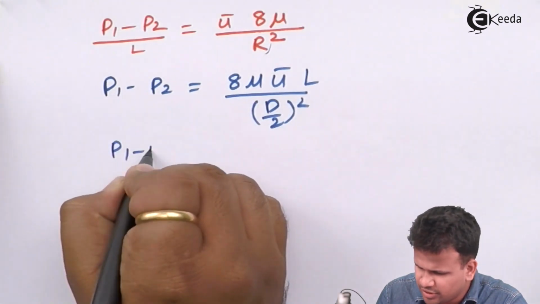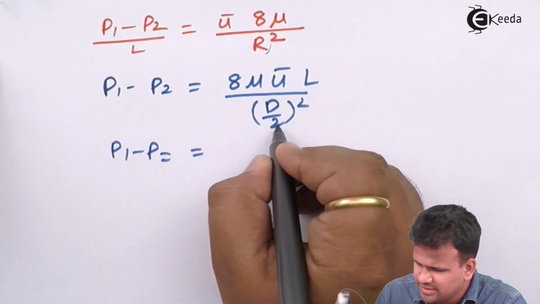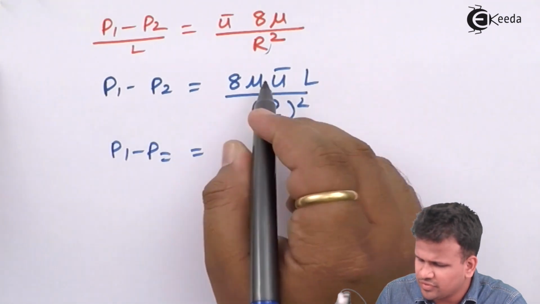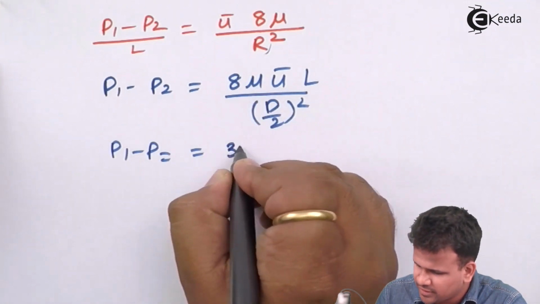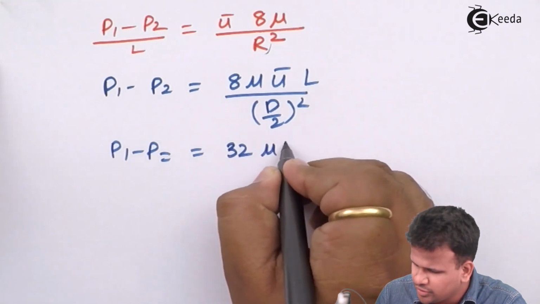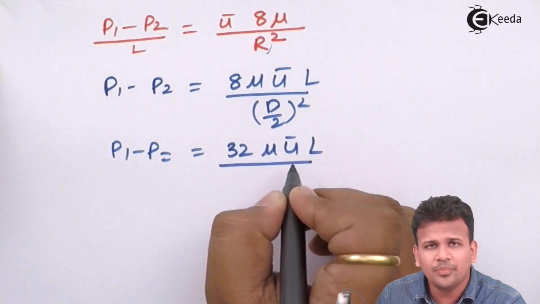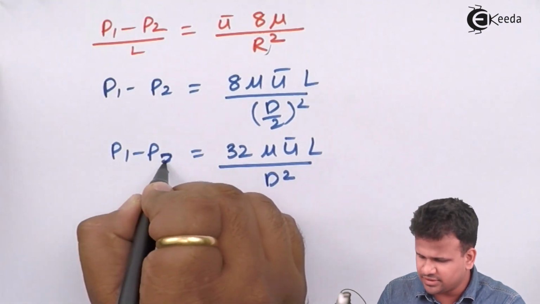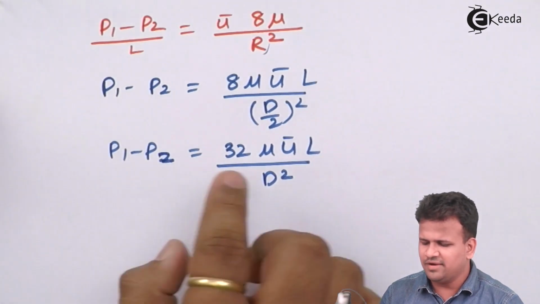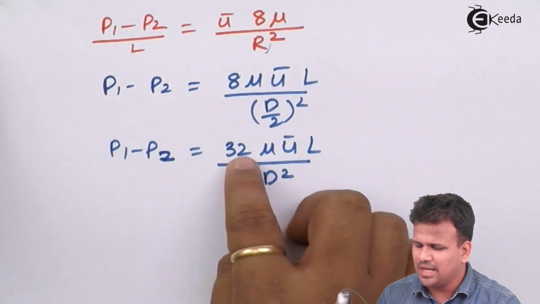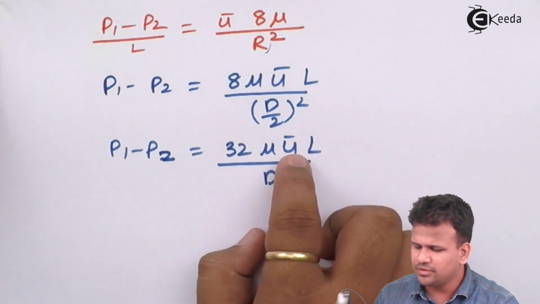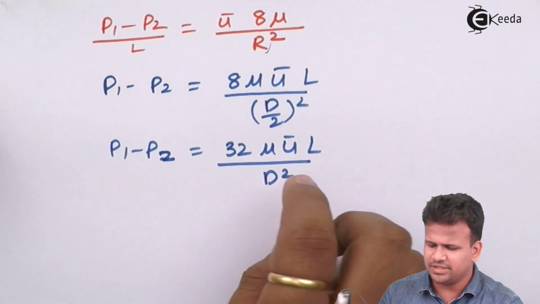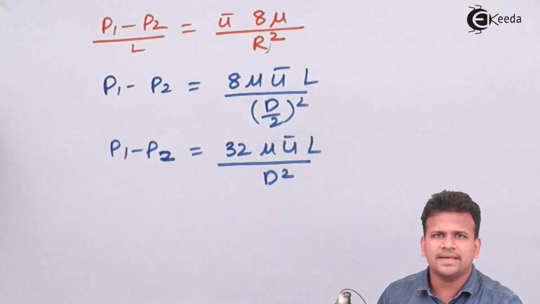So R is equal to diameter by 2, the whole square. So the pressure drop is equal to, 2 square will be 4, 4 times 8 is 32, so 32 mu U bar into L upon D square. This is P1 minus P2. So now we have got P1 minus P2 as 32 mu U bar L upon D square, that is the pressure drop over that entire length.